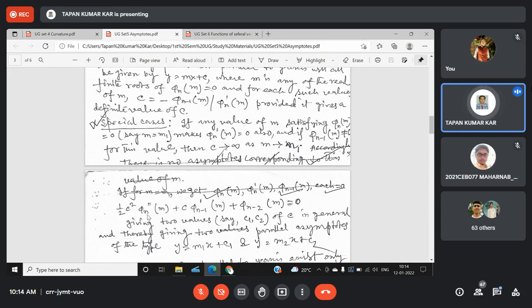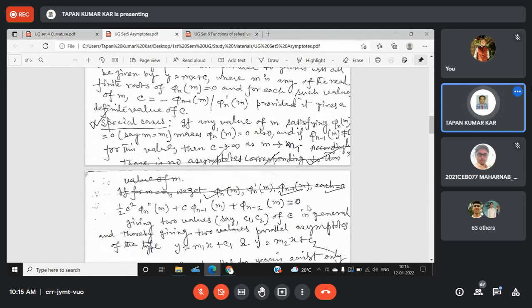You have to remember this one, it is not so difficult: half c square phi n double dash m plus c phi n minus 1 dash m plus phi n minus 2 m equal to 0. So look at this, it is a quadratic equation in c. So from here you will get two values of c, and these two values of c are for the same root m1.